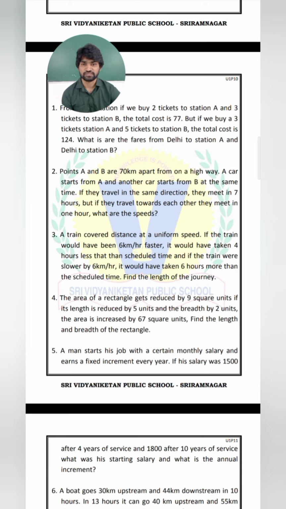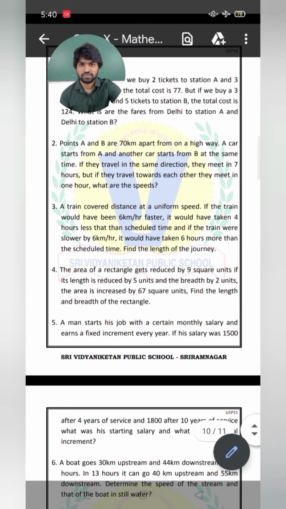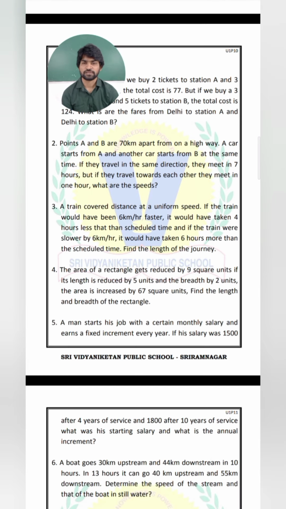Okay, the next question we'll see. This is an important question. A similar type of question is there in your textbook. Points A and B are 70 kilometers apart on a highway. It means the distance from A to B is 70 kilometers. Okay, that we have to write first. Given distance from A to B equals 70 kilometers. Total distance is 70 kilometers.